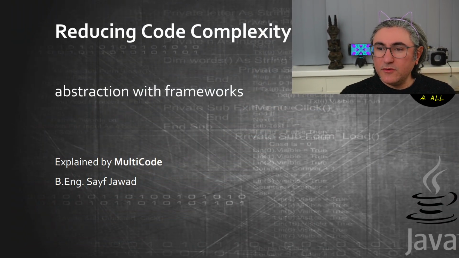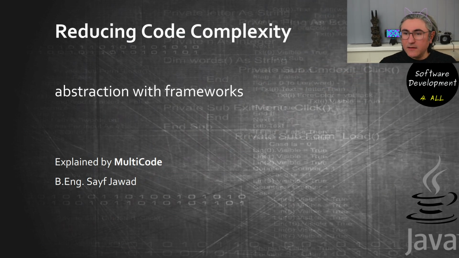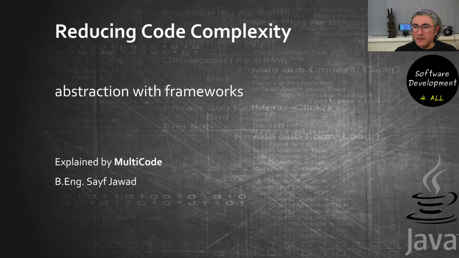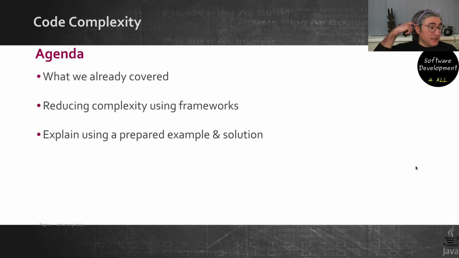Today we're gonna talk about reducing the code complexity as usual, but the method we're going to be using is abstraction using frameworks and generic code. So this method of reducing the code complexity is the last one actually in the series.